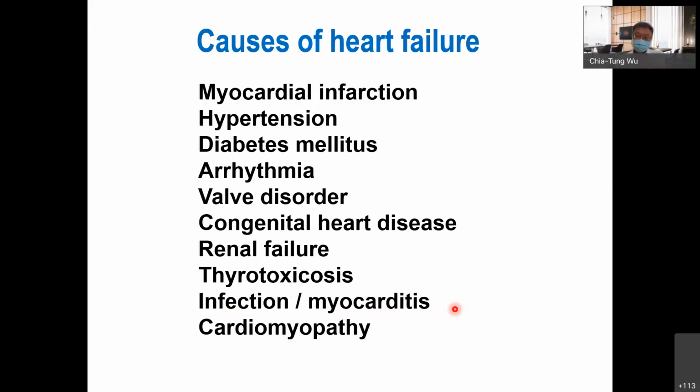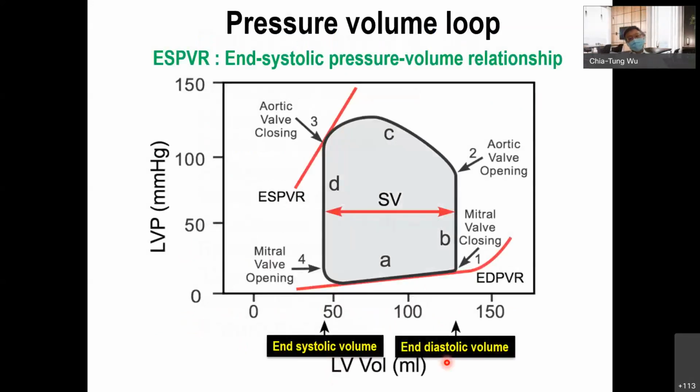In severe patients with COVID-19, there's a 20% chance of myocarditis and heart failure, and also cardiomyopathy, some mutation of the myocyte, so the heart cannot contract very well. So we go back to the pressure volume loop. Pressure volume loop is really important for our cardiologists. We just talk about the pressure volume loop.